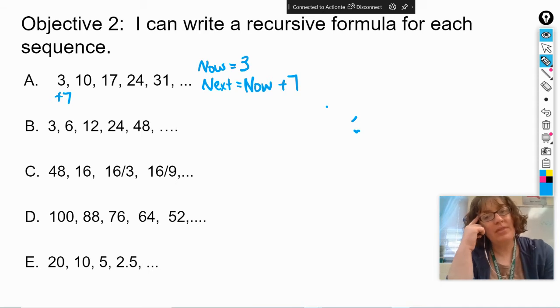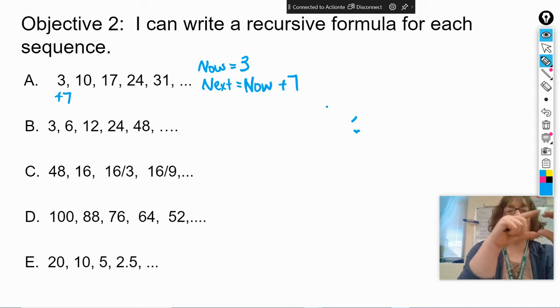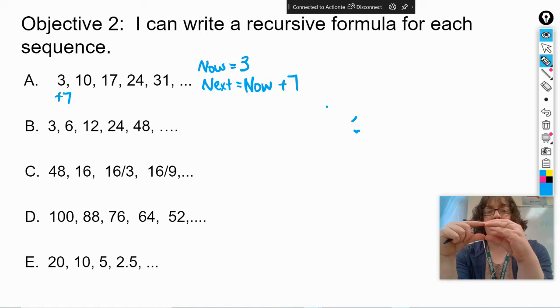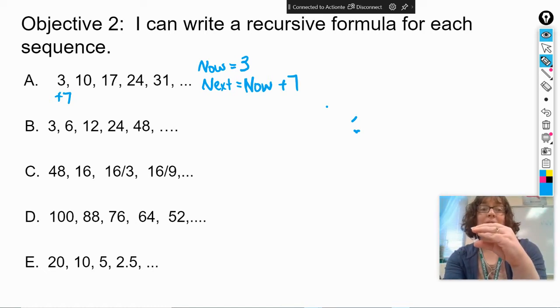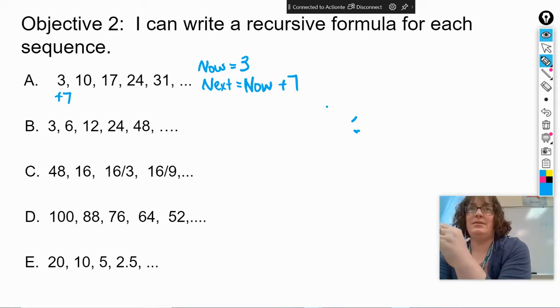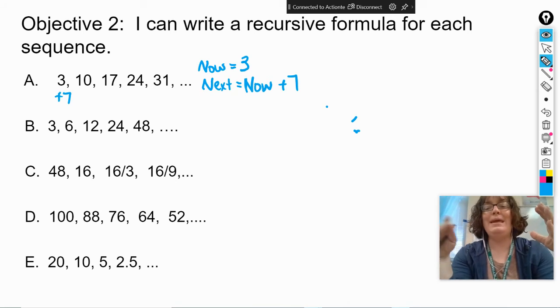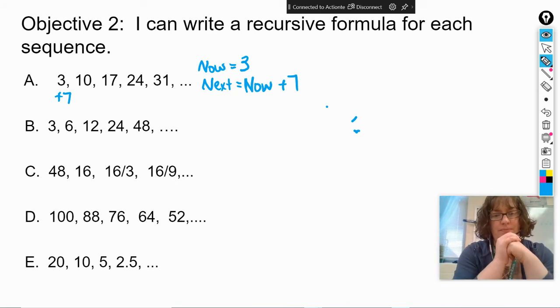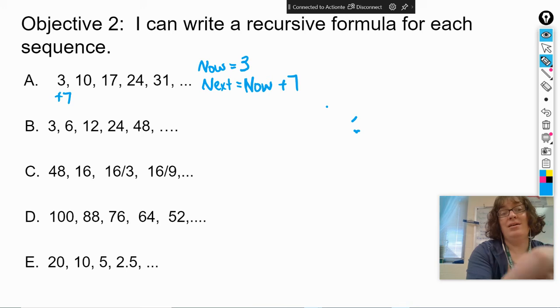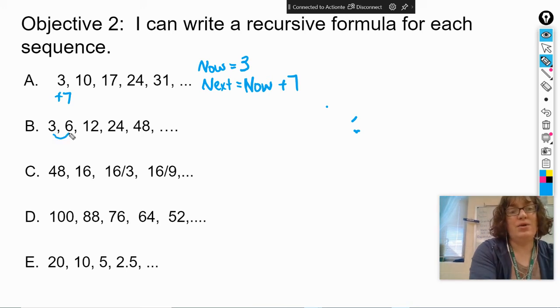So again, if you'll remember this one, I start at 3 and then I add 7 to that and I get 10. 10 is now my new now. So now plus 7, add 7 to 10 and I get 17. Then I add 17 plus 7 and I get to 24. That's where that recursive rule comes from, because I'm repeating that process over and over. So looking at B, again, we said the thing that we are doing over and over and over again is multiplying by 2.